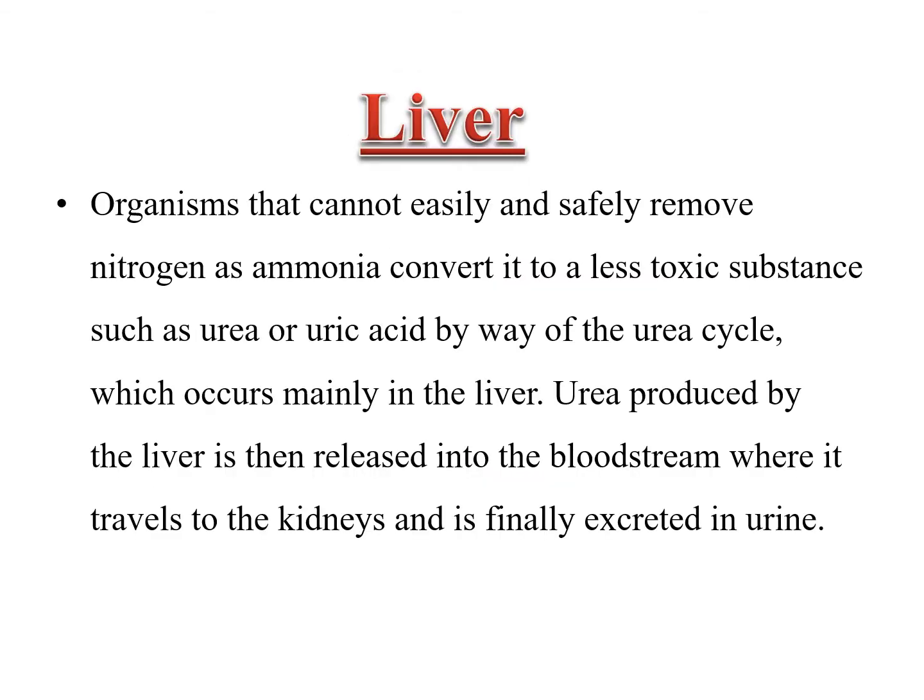Liver. Role of the liver in the urea cycle or ornithine cycle. Organisms that cannot easily and safely remove nitrogen as ammonia convert it to a less toxic substance, such as urea or uric acid, by way of the urea cycle, which occurs mainly in the liver. Urea produced by the liver is then released into the bloodstream, where it travels to the kidneys and is finally excreted in the urine.